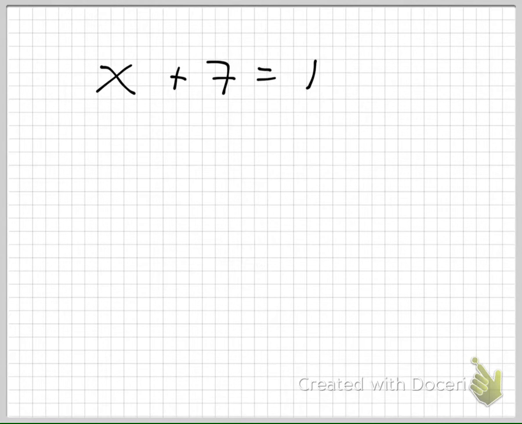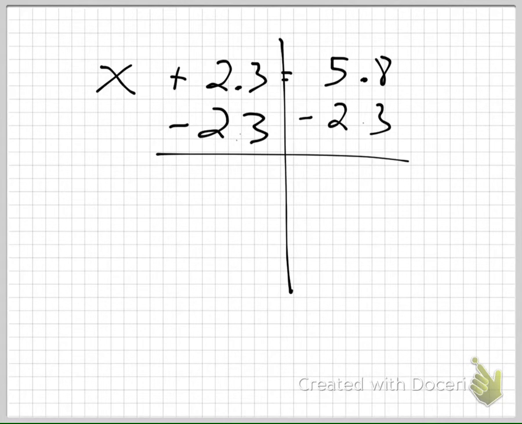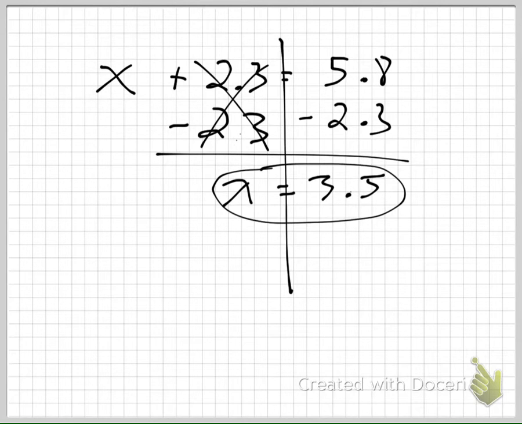Okay, here we go. Here's going to be the tough one. Here it is. X plus 2.3 equals 5.8. Okay, here we go. Line down the equal sign. Is the variable happy? No. We go minus 2.3, minus 2.3. The only thing you have to worry about is making sure that when you're adding and subtracting decimals, you line up the decimals, and it's 3.5. So the only difference here is that we're doing this with decimals instead of whole numbers, right?